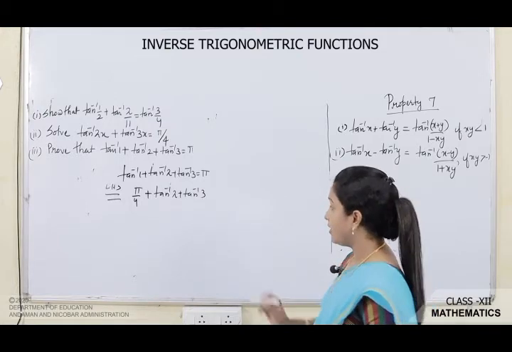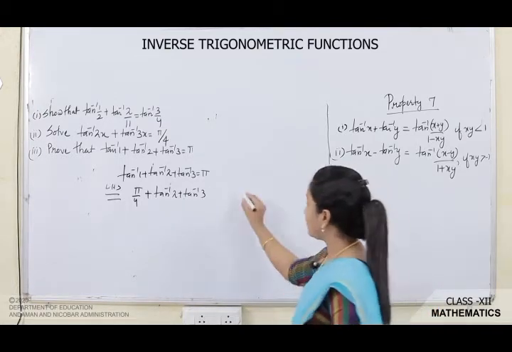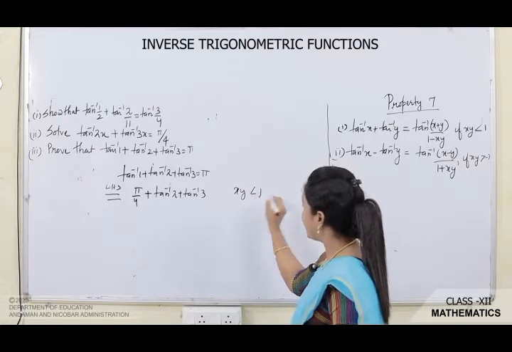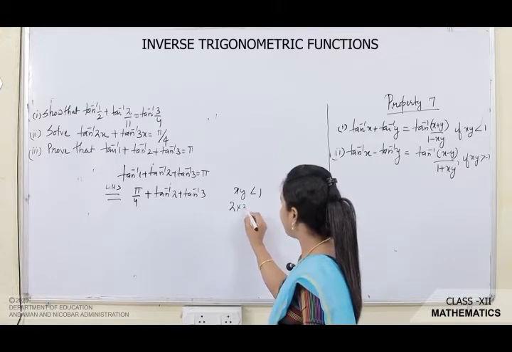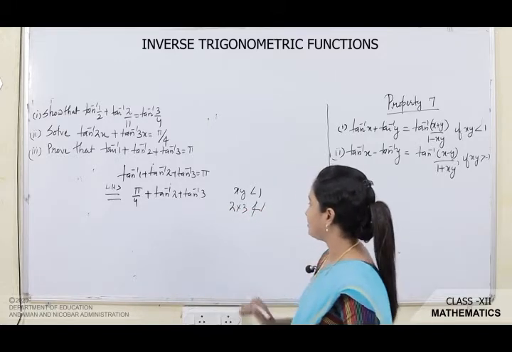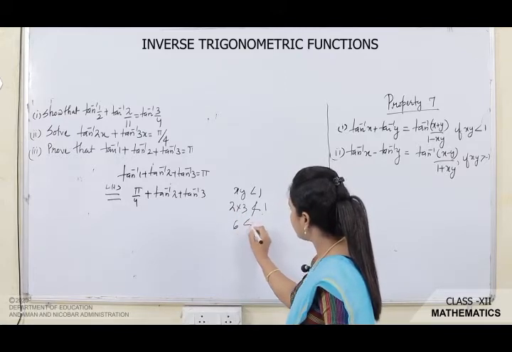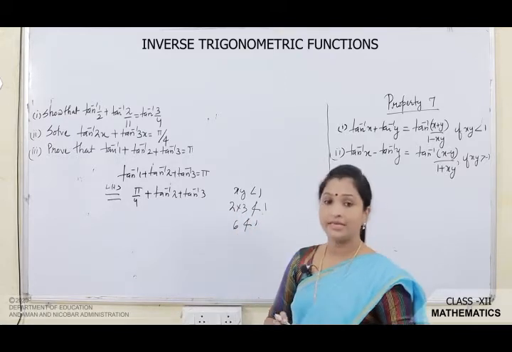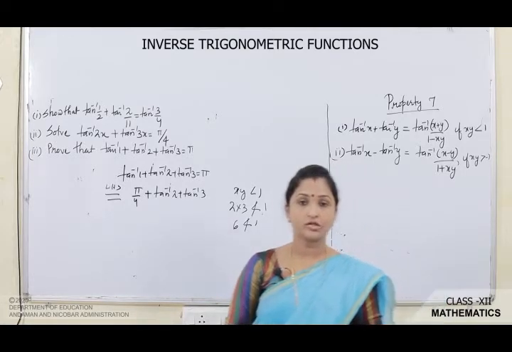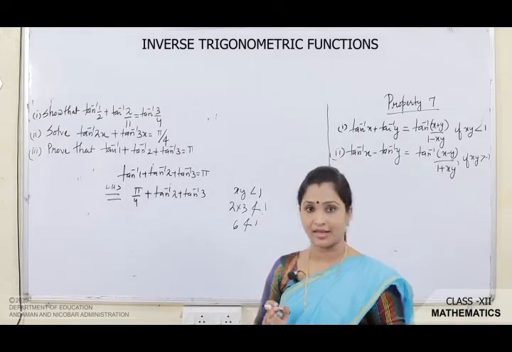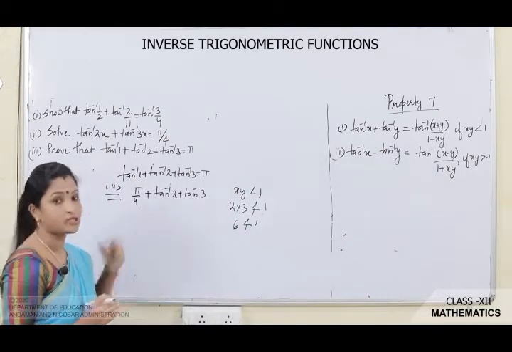No. Why? Because the first property will be applicable only when x, y less than 1. But here what is x? 2. What is y? 3. Which is not less than 1. है ना? यहाँ पे ये 2 into 3 कितना हो गया? 6 हो गया, जो 1 से कम नहीं है. तो यहाँ पे आप जो प्रॉपर्टी है, जो 7th का जो फर्स्ट प्रॉपर्टी है, उसको आप नहीं लगा सकते. Now what you are going to do now? जब आप प्रॉपर्टी नहीं लगा सकते तो इसको कैसे सॉल्व करेंगे?